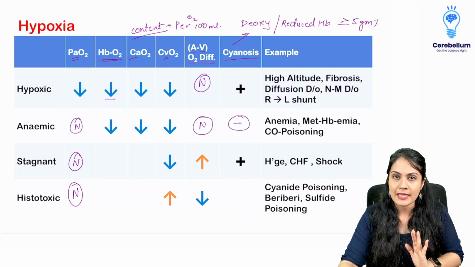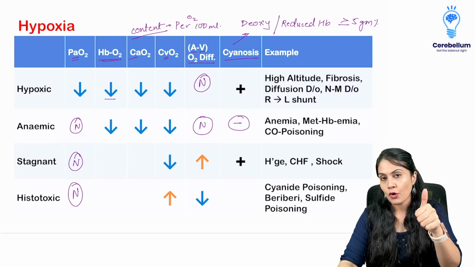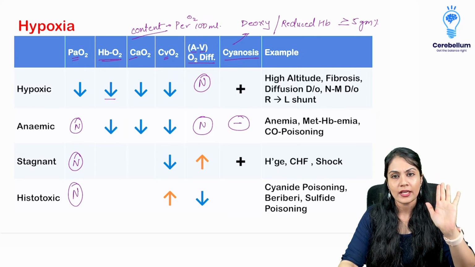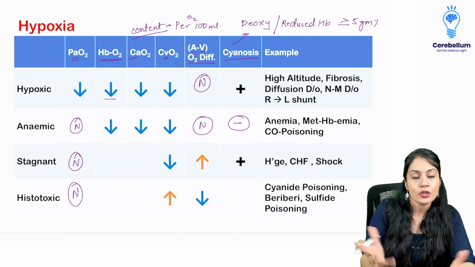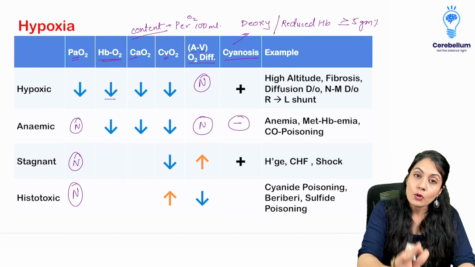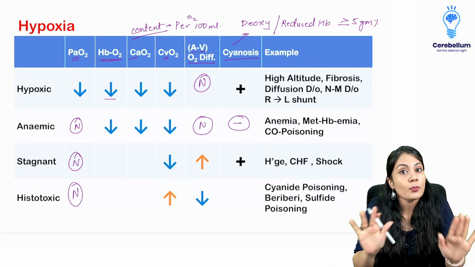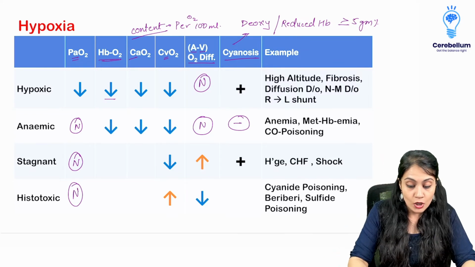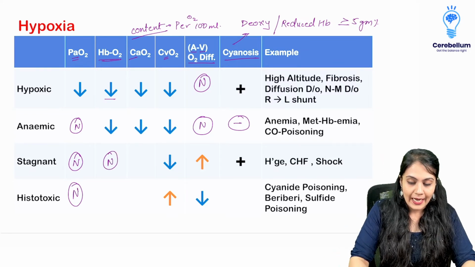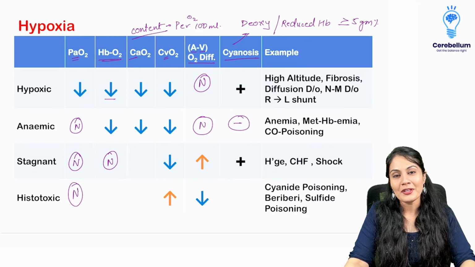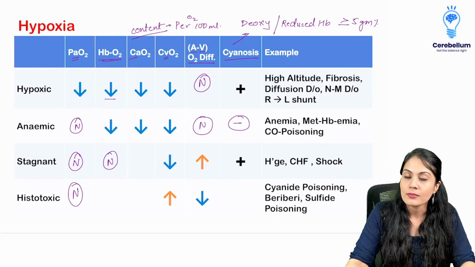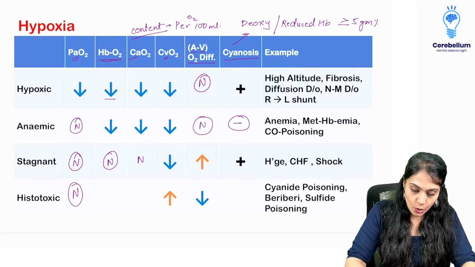What will happen in the stagnant? Atmospheric level of oxygen is fine. Alveolar level is fine. Hemoglobin is also fine. So what will happen to the partial pressure? It is going to be normal. Hemoglobin bound oxygen, since there is no problem in the stagnant hypoxia, there is no problem in the hemoglobin, it's absolutely fine. So that is going to be normal. And if the hemoglobin is normal, definitely they are the ones which are going to carry maximum amount of oxygen. So CaO2 is going to be normal.